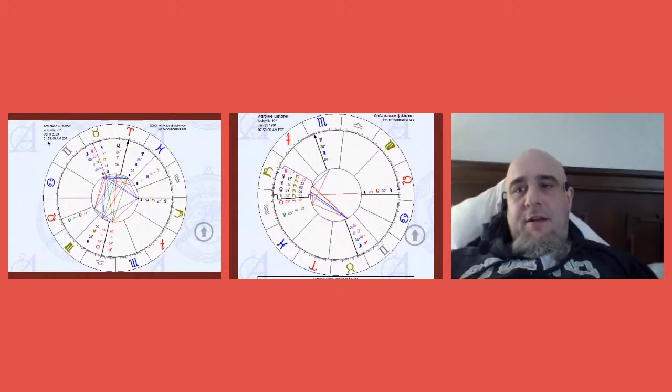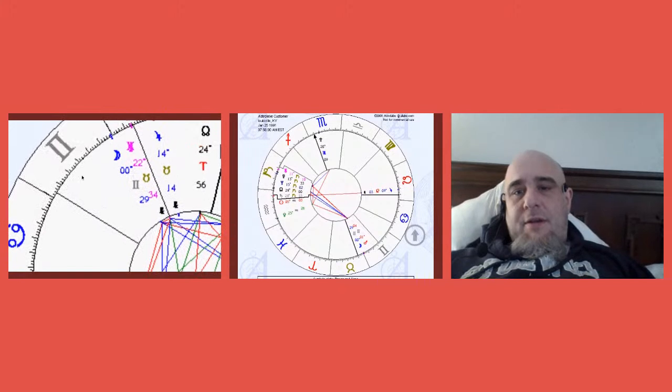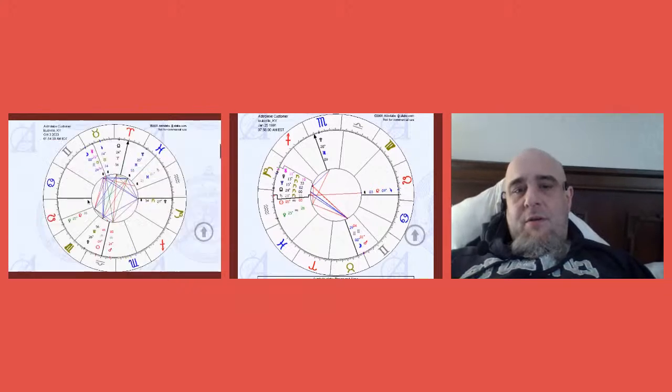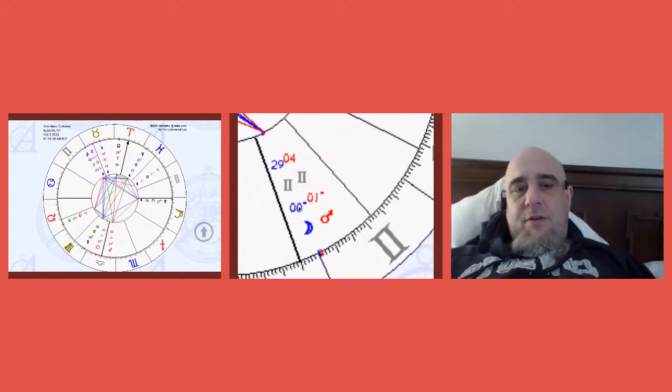I calculated it at 1:54 a.m. And you see, I'll zoom in right there. That's what I'm looking at: 0 degrees, 29 minutes, which matches the natal birth chart, 0 degrees, 29 minutes.